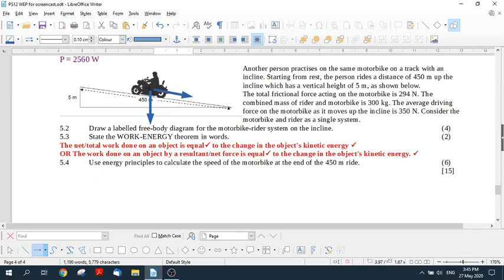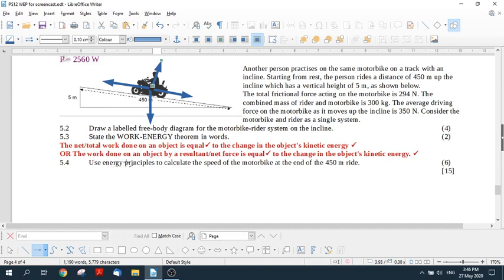Then he's got F applied acting up the slope. And then we have the normal, which you will draw in with your set square at 90 degrees to the slope. So I've got 4 marks, I've got 4 arrows: his FG, little f for friction, big FA for F applied, and there is his normal force acting at right angles to the slope. State the work energy theorem in words.